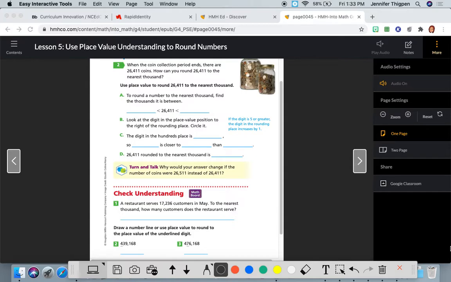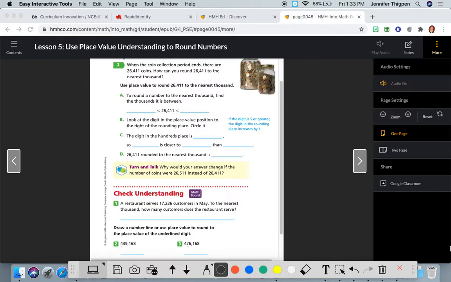When the coin collection period ends, there are 26,411 coins. How can you round 26,411 to the nearest thousands? Before we were working with 10 thousands. Now we're looking at the nearest thousands. So let's go through these steps one by one and see if we can figure out the answer.